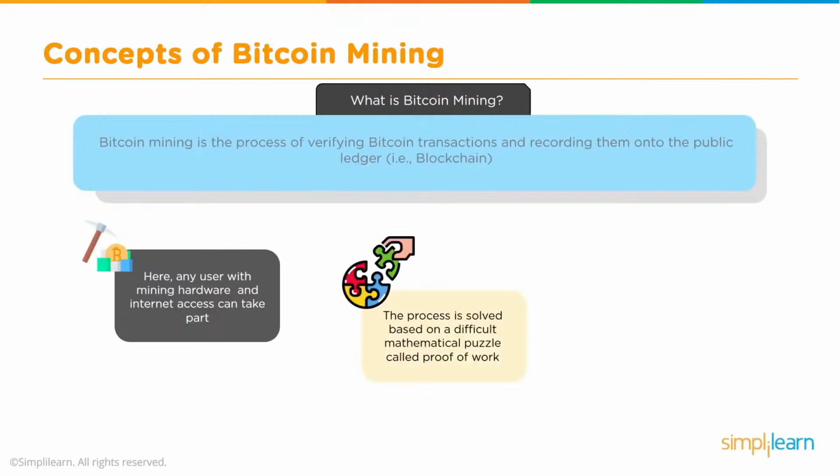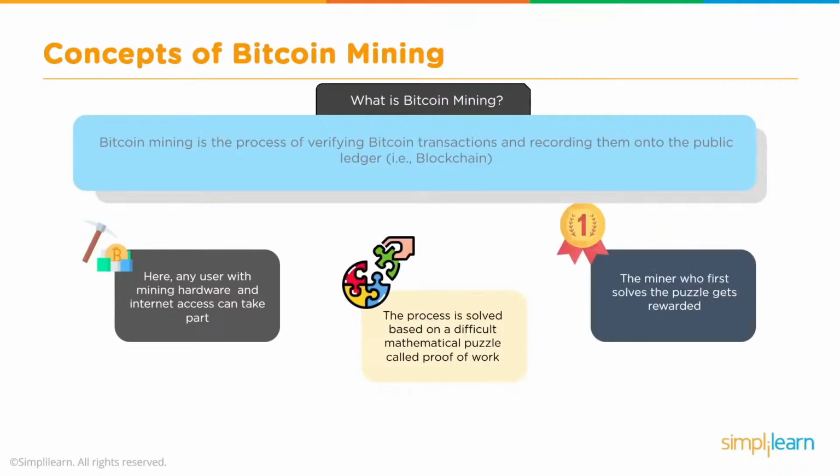The process is based on a difficult mathematical puzzle called proof of work. Every miner's job is to solve the mathematical puzzle, which is called proof of work, in order to validate the transaction and earn the reward. And all the miners are competing amongst themselves to mine a particular transaction; the miner who first solves the puzzle gets the reward.